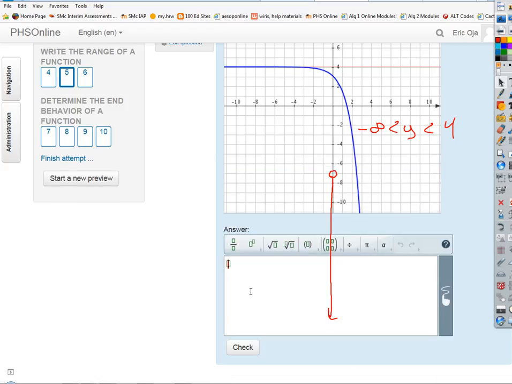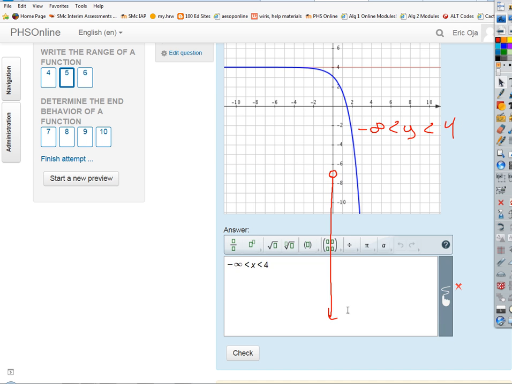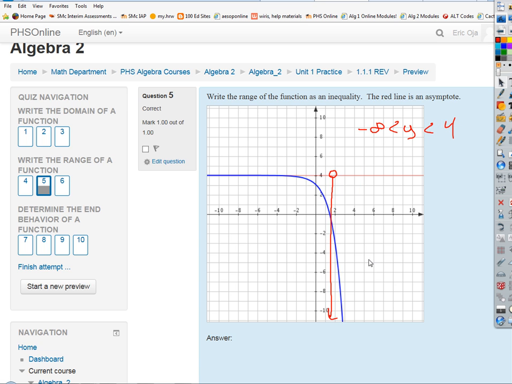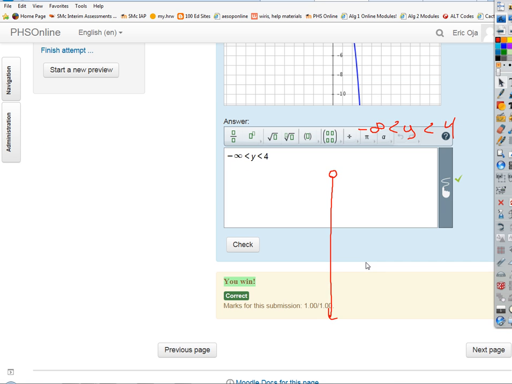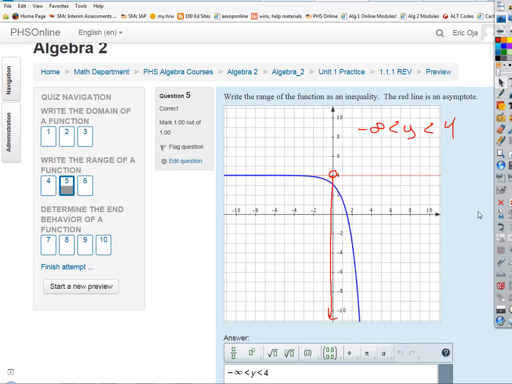Let's just double check. So -infinity. If I put in an x by accident, what's it do? No, I guess I wasn't very nice about that. So it marks it wrong. But if I put in a y, I got it. Okay? Gotta be careful about that. Real common mistake.